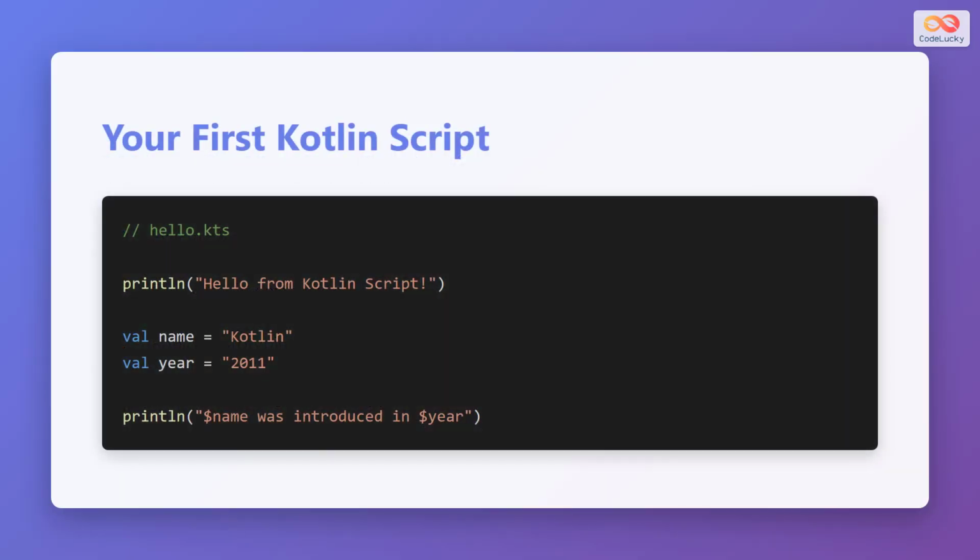Let's create our first Kotlin script. Save this file as hello.kts. Notice how we can directly write println statements without wrapping them inside a main function. We can declare variables using the val keyword just like regular Kotlin. String interpolation works exactly the same way. This script prints a greeting message and displays information about Kotlin. It's that simple to get started.